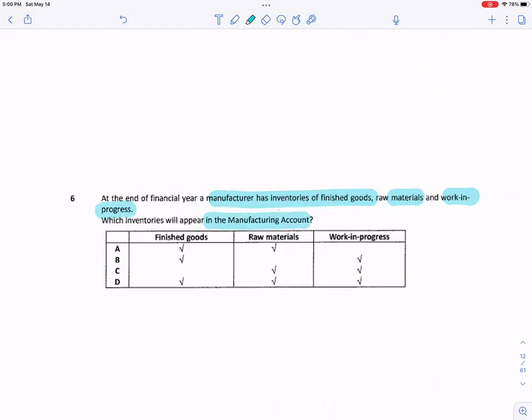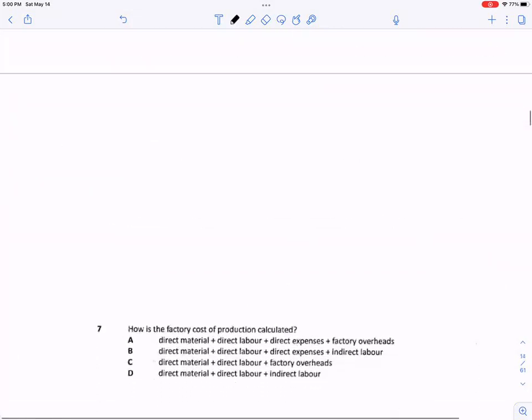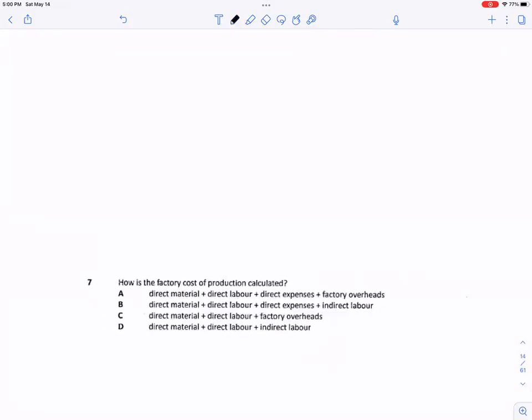In the manufacturing account, which inventory will appear? Raw materials and work in progress. So raw material and work in progress. C.